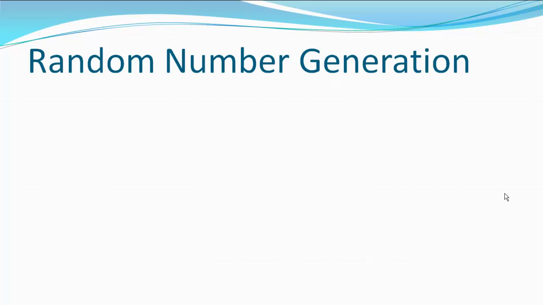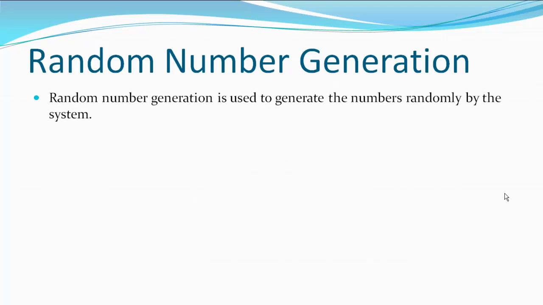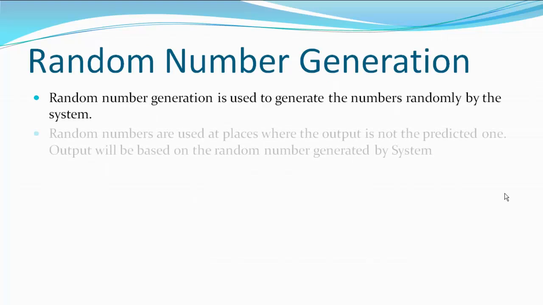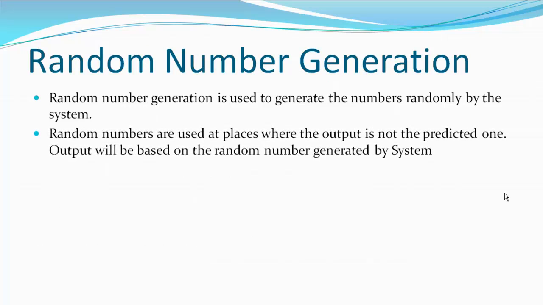In this section, we will discuss random number generation. Random number generation is used to generate numbers randomly by the system. At some places, random numbers are used where the output is not a predicted one. The output would be based on the random number generated by the system. There is no predefined output. It just comes randomly.